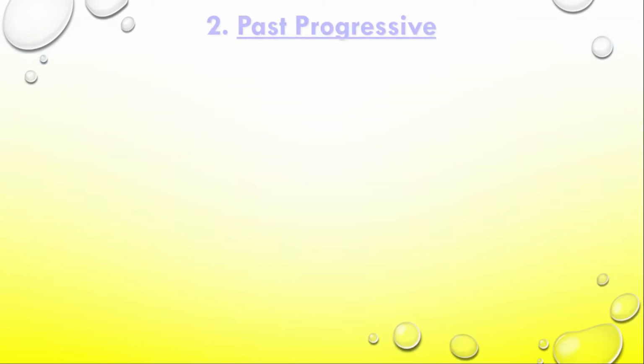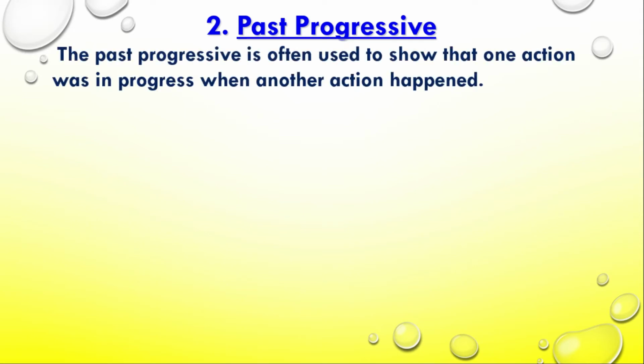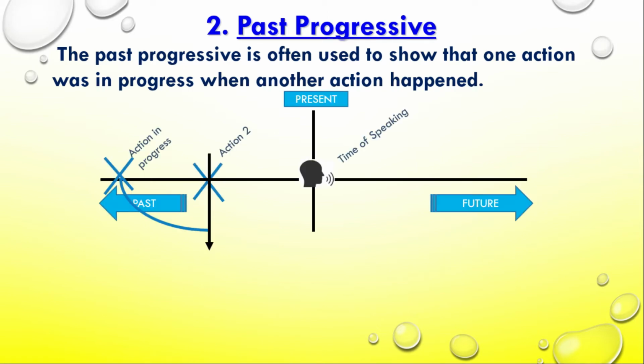Let's see past progressive tense. It's called past continuous tense too. The past progressive is often used to show that one action was in progress when another action happened. Have a look at this diagram. When this action happened, another action was in progress. That means one action was happening when another action happened. The action in progress is talked about in past progressive tense.